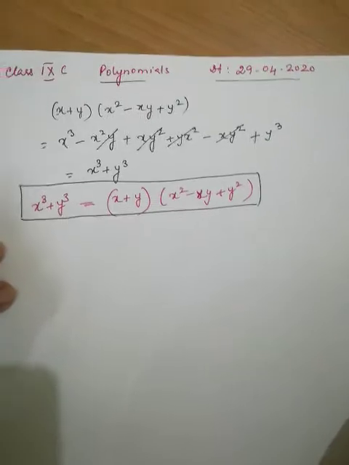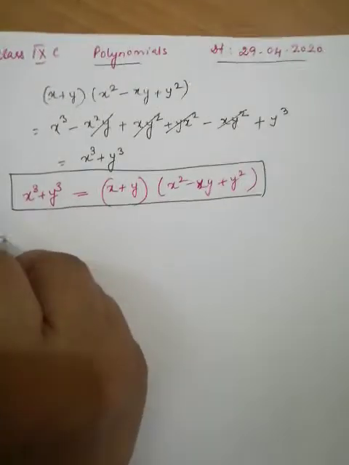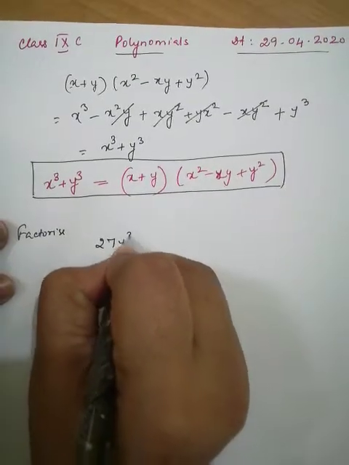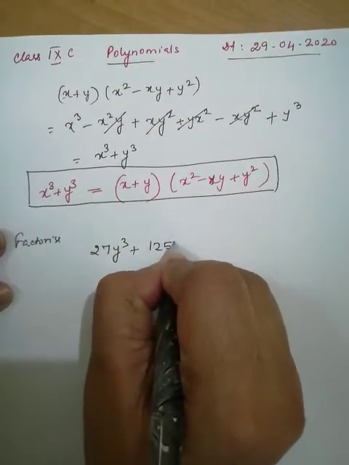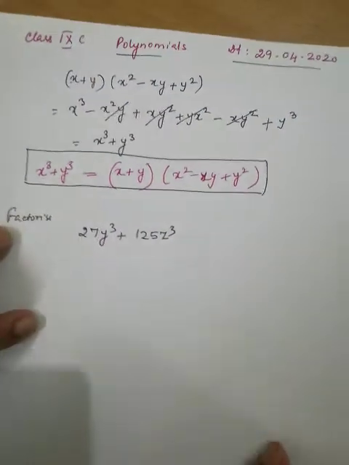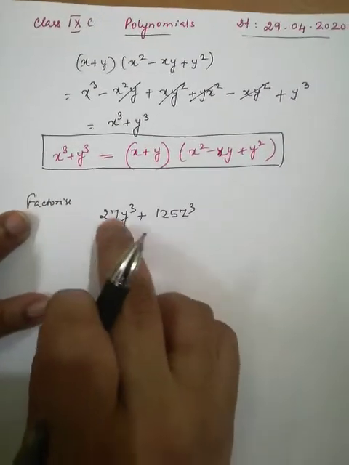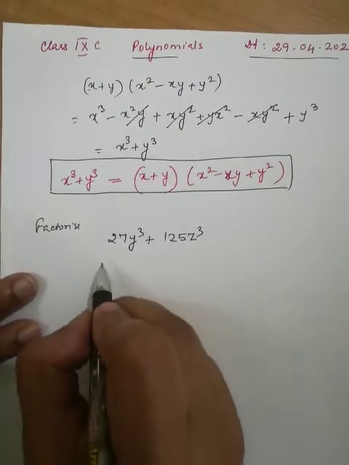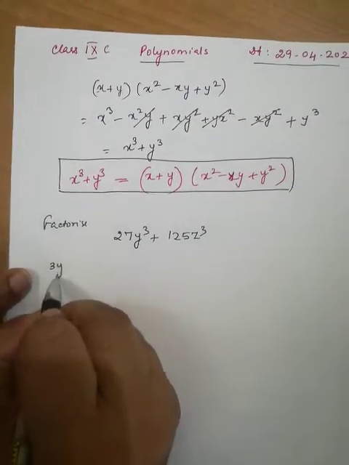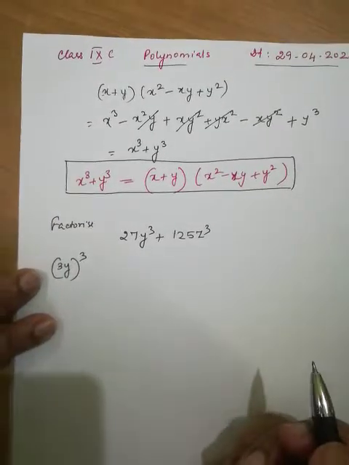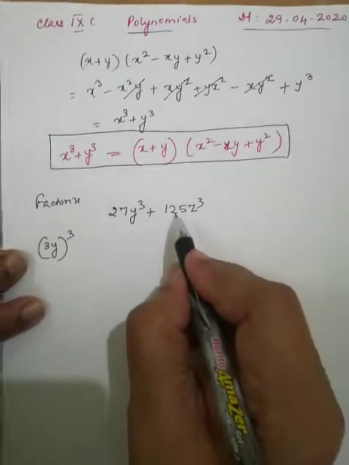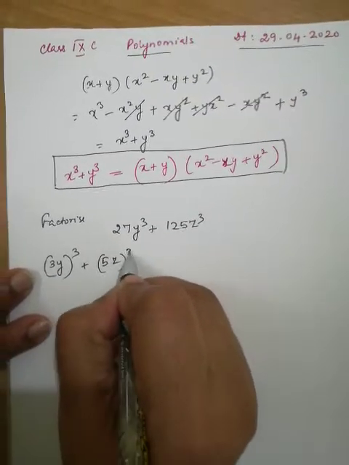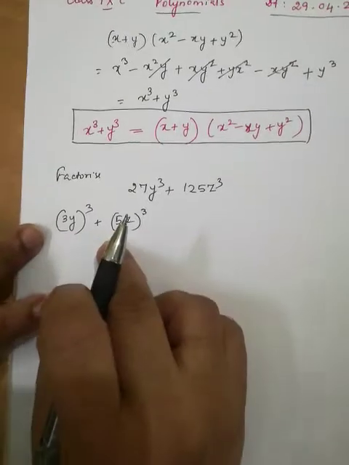Okay, suppose you have to factorize. Suppose the question is to factorize 27y cube plus 125z cube. First we have to write it in the form of a cube plus b cube. For that, what will we do? 27y cube can be written as 3y the whole cube, because 3 into 3 into 3 is 27. And 125z cube can be written as 5z the whole cube. So the question has changed into this.